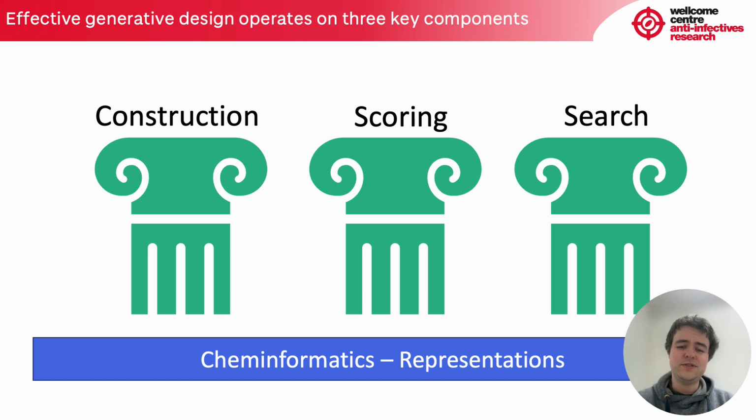I think it's important to shift gears a little bit and think about what the key components are to build generative design software. There are three key pillars, and beneath that is a foundation in terms of cheminformatics. The foundation is representations, and the pillars are molecule construction, molecule scoring, and molecule search. Molecule construction: how do we build molecules? Molecule scoring: how do we score molecules? And then how do we search and traverse the space successfully?